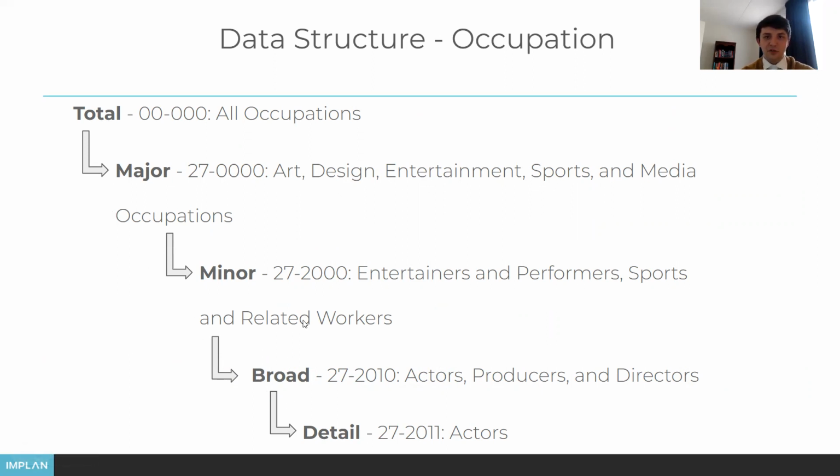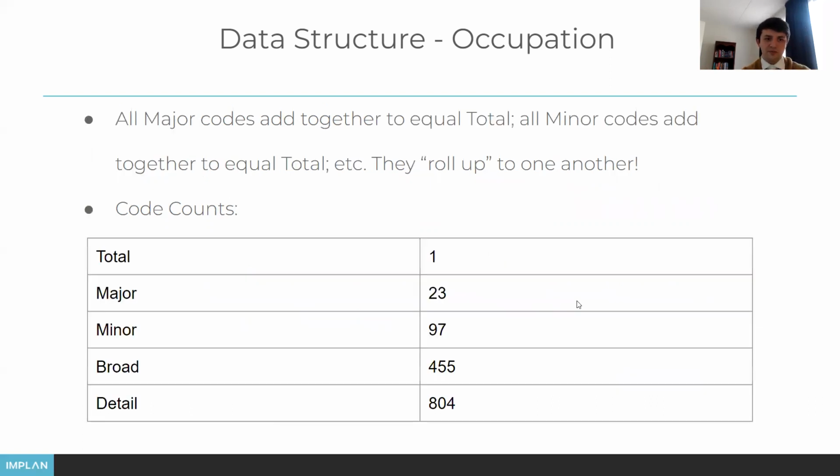I put some examples out to the side of this hierarchy just to illustrate that as we go to more detailed codes, occupations become more and more specific. So for instance, while the major level code of 270000 contains art, design, and media occupations, as you add more numbers to that code, you whittle down to something really more specific, something like actors, which is code 272011.